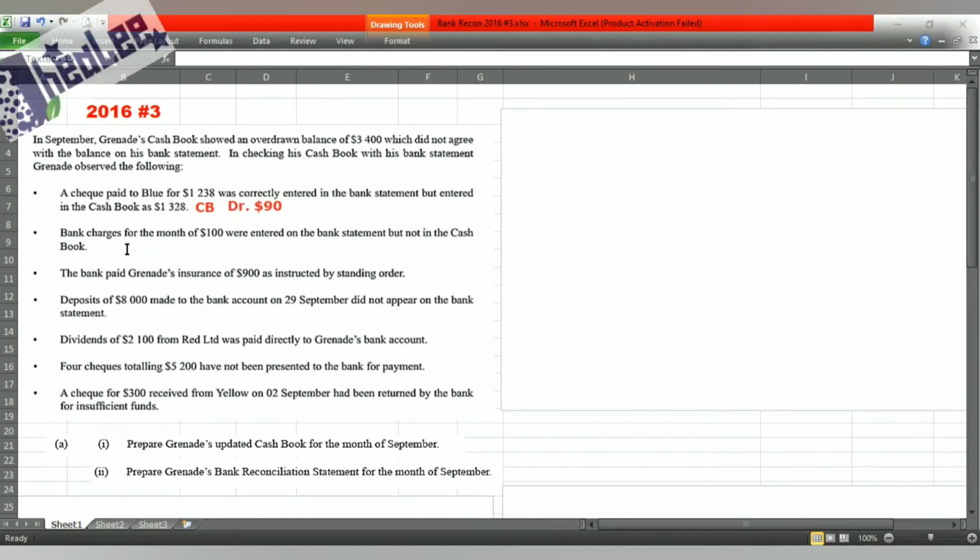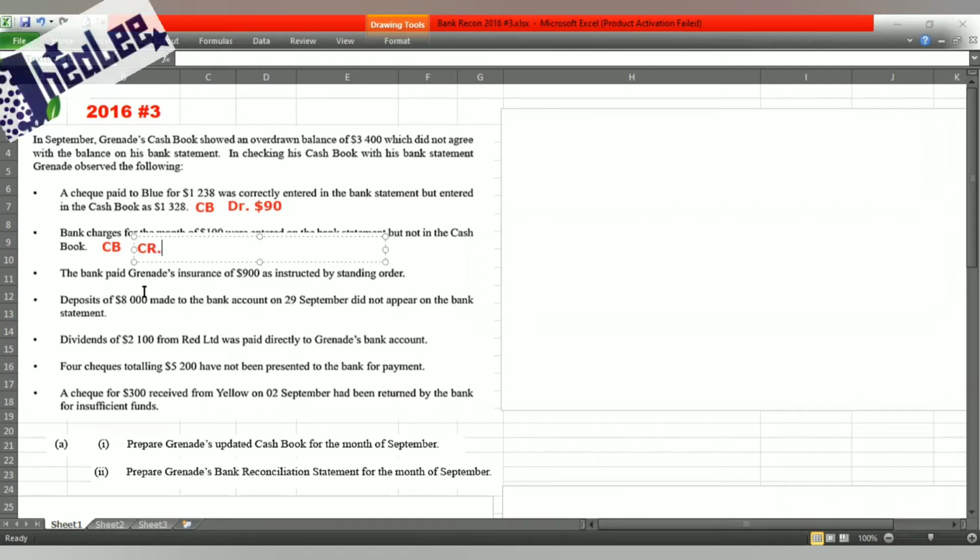Now, bank charges for the month of 100 were entered on the bank statement, but not in the cash book. So because it was not recorded in the cash book, we're going to use this item to update the cash book. Again, CB. And remember, bank charges would decrease your cash book. So it therefore means that we are going to credit.